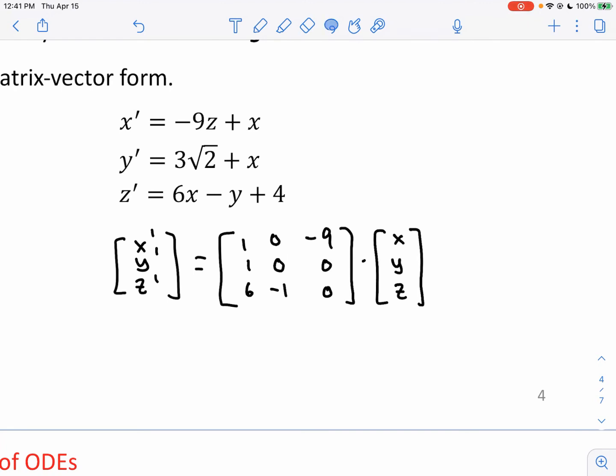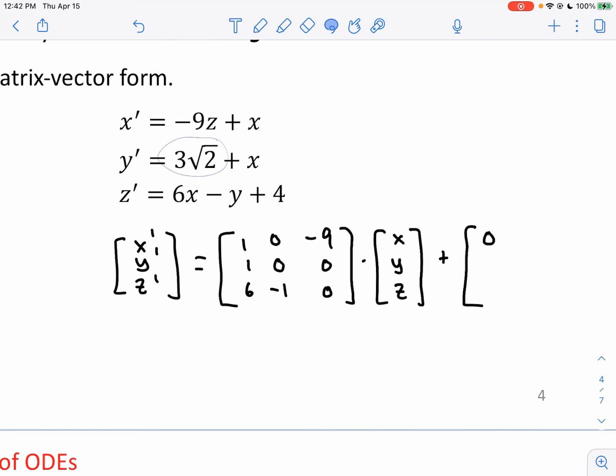And then we look for any forcing terms. Are there any terms involved in these differential equations that were not coefficients of x, y, or z? And the ones that stand out to me are the 3 root 2 and the 4. So we have to account for those still. So we need to add an extra column vector over here. And in the first case, everything is accounted for. All the terms of the first equation involve a coefficient and a dependent variable. So the forcing term of the first function is 0.